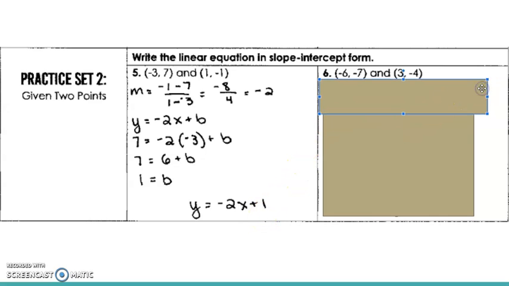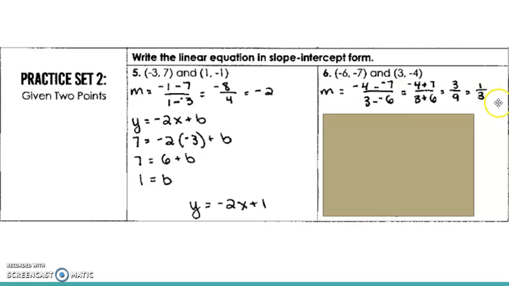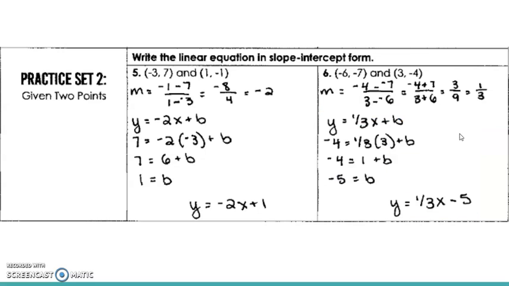6 is done the same way. We're going to find our slope using that slope formula. Remember, we always need to simplify, so we don't want to use 3/9. We want to use 1/3. And then we're going to plug it in. When I have a fraction slope, I always try and look for which point might be the easiest and might help cancel out that fraction. In this case, I chose the second point, 3, -4. When I solve for b, I get -5, and my final answer is y equals 1/3 x minus 5.